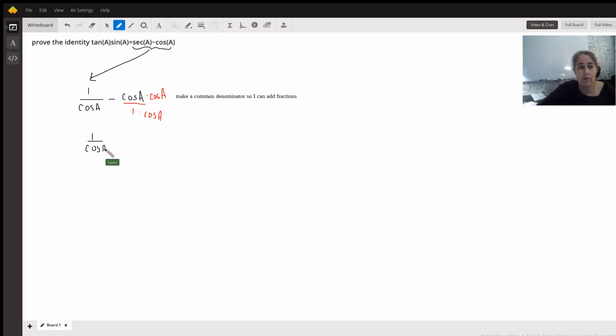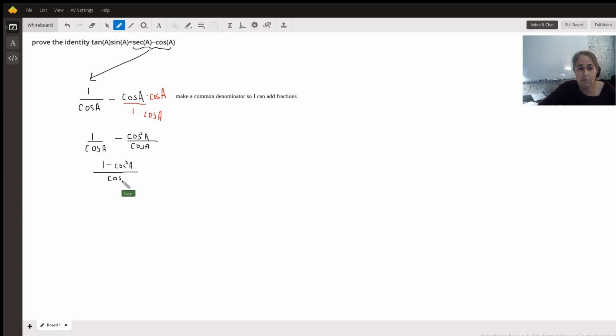So I have 1 over cosine A minus cosine A times cosine A, so that's cosine squared A, over 1 times cosine A, which is cosine A. So now I have this common denominator, and that can trip some people up. Again, it depends where you're at with fractions, but I'm allowed to just write both numerators as one problem above, and I just write the denominator once. That's how you add fractions. You add the numerators once you have a common denominator.